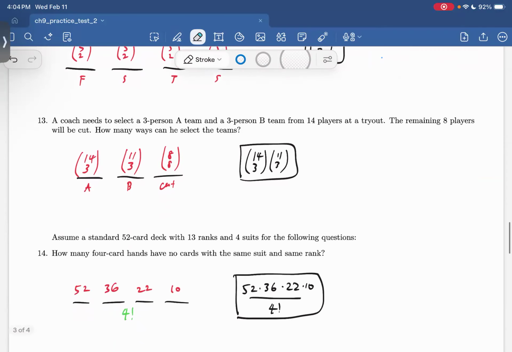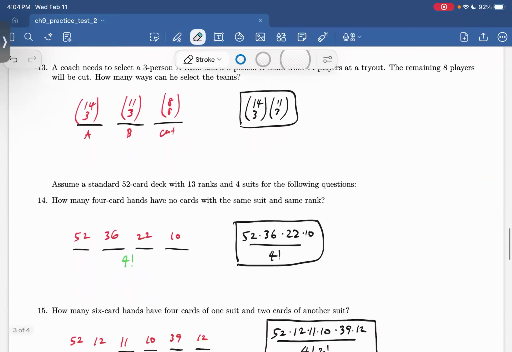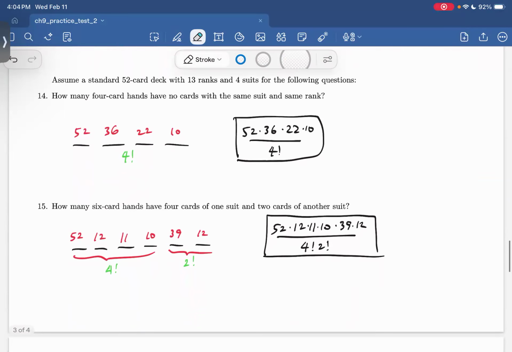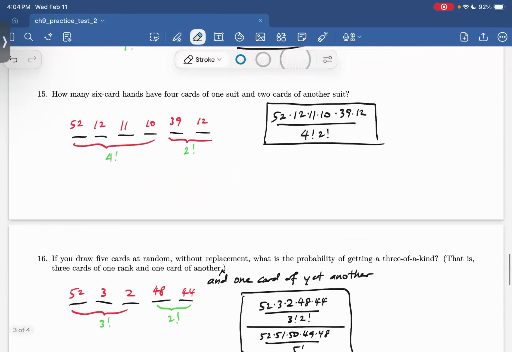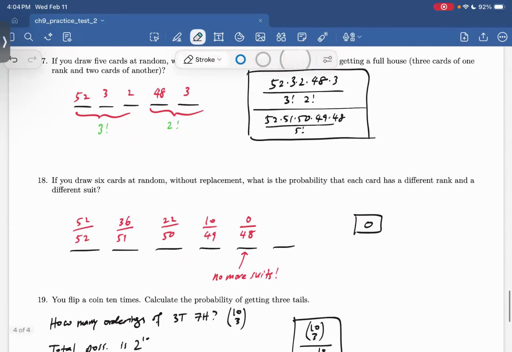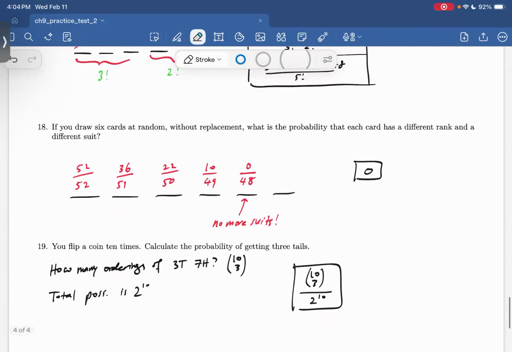Question 13 is pretty similar to practice test 1, so I won't talk about it. And all these are pretty much the same, except 18 is a little different because the probability is actually 0. Why is that? That's because we have 6 cards and we want each card to have a different suit. But that's impossible because there are only 4 suits, right?